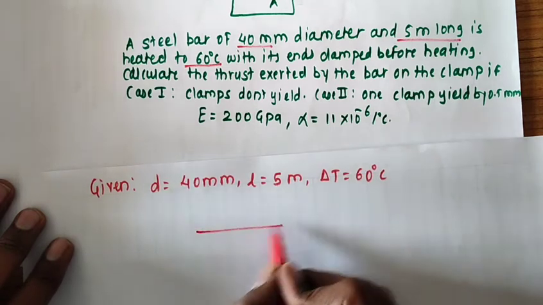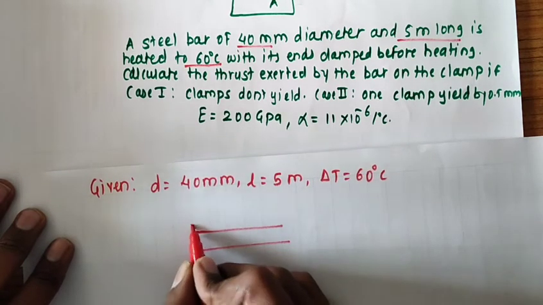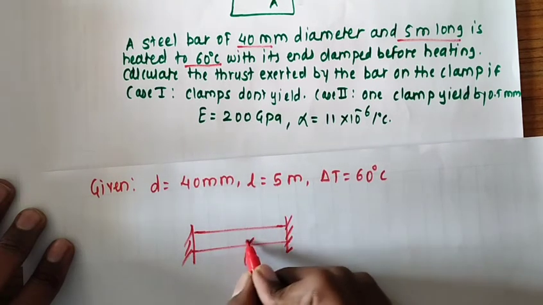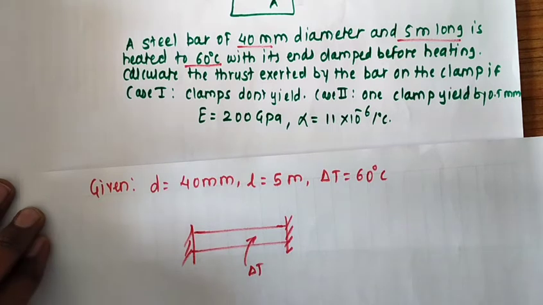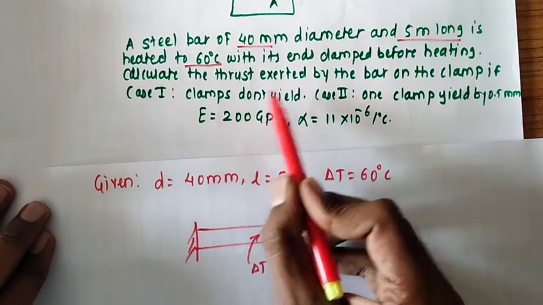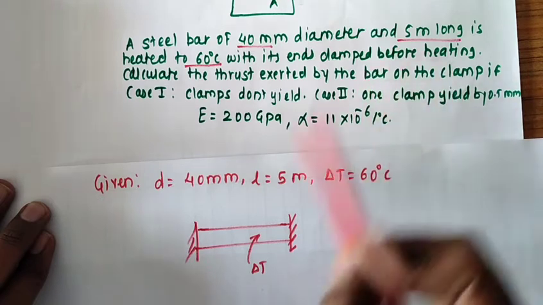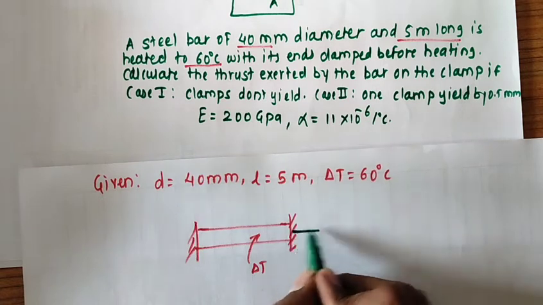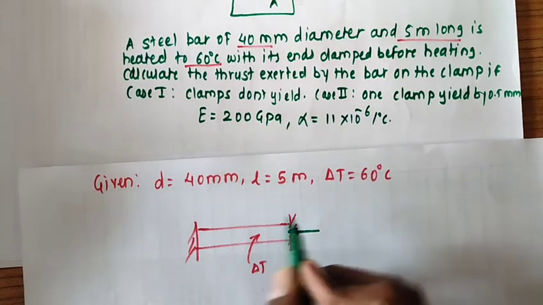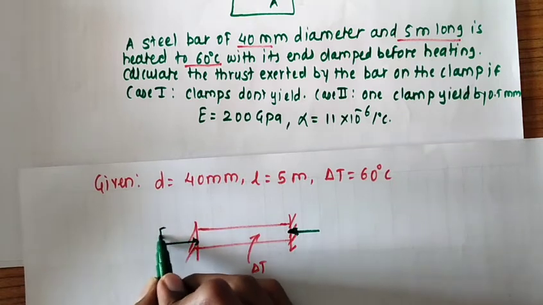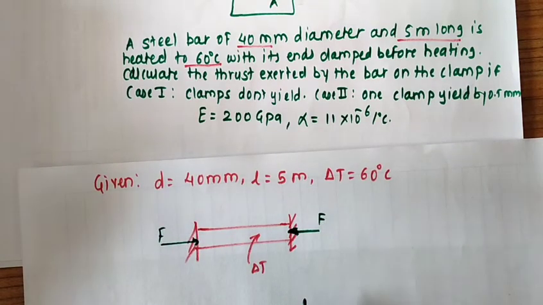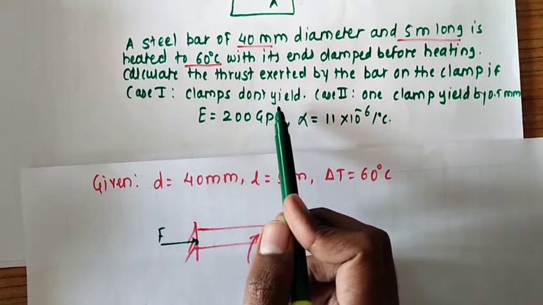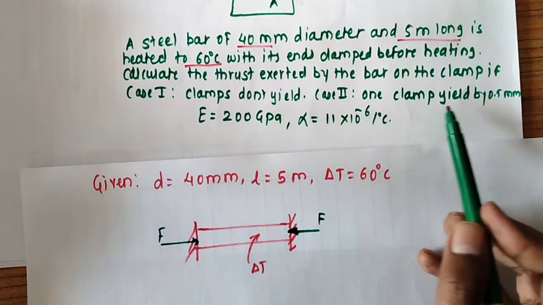So what is given? A bar is given like this. Its ends are clamped at both ends and now it is subjected to heat, that is delta T. This is your statement. So they ask you to calculate the thrust exerted by the bar on the clamp. So we have to find out how much thrust, or you can say force, is exerted by these clamps, the supports, on this bar. Let's say that force is F. But we have to find out in two cases. Case 1, when clamps don't yield, and second case, when one clamp yields by 0.5 mm.